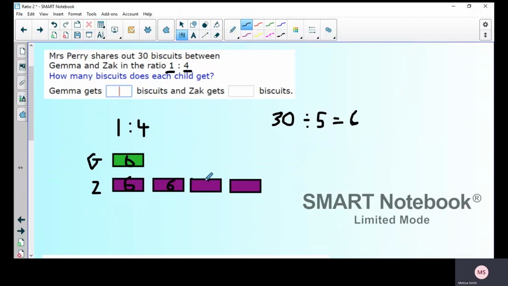And using this bar model, it's a really nice way to work out how many biscuits each child gets, because we can clearly see here that Gemma gets 6 biscuits and Zach gets, we need to do 6 times 4, which we know is 24. And we can check it by saying 6 add 24, which is 30.